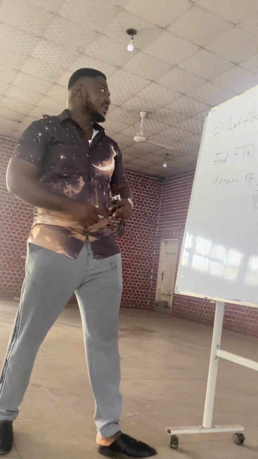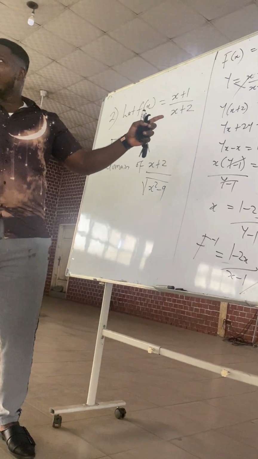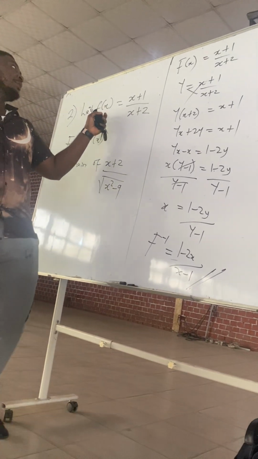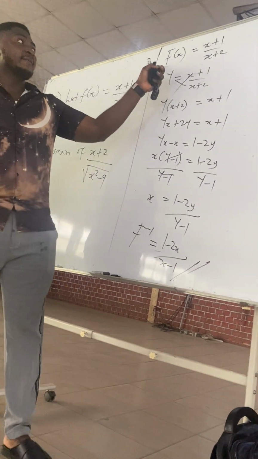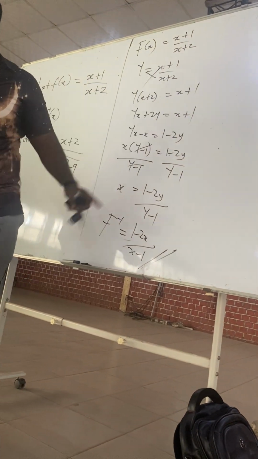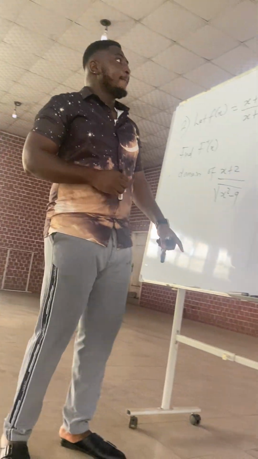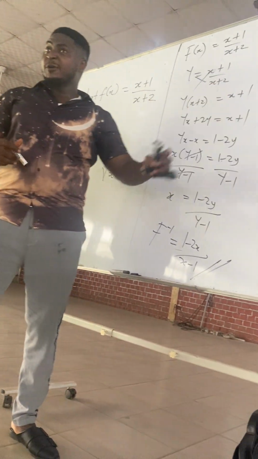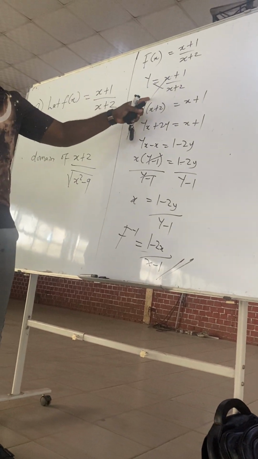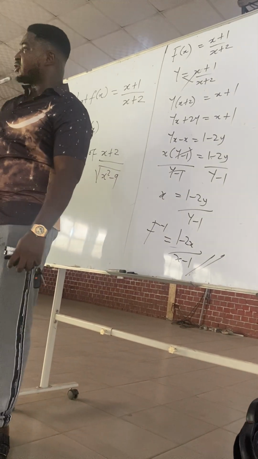So class, if you notice, the question said f of x equals x plus 1 all over x plus 2. After each rule, I'll show you where I applied it on the board. Remember the question started with f of x equals x plus 1 over x plus 2. But all of a sudden, instead of f, I'm now using y. I've replaced f of x with y. So y now equals x plus 1 over x plus 2. I've obeyed the first rule.